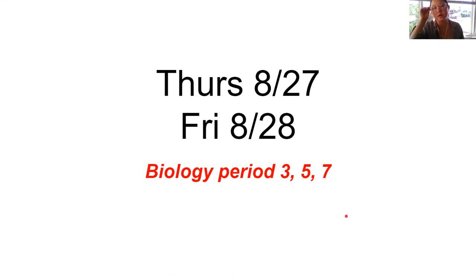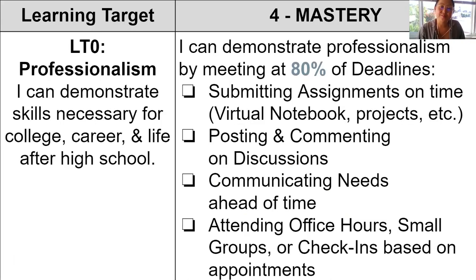We went over our first LT1, which was claim and evidence, and I'll demonstrate this now. But before we get started, I want to remind us of LT0, which is professionalism. So it's being able to meet deadlines on time, letting me know ahead of time if you can't come to class. So if you're watching this video because you didn't come to class, hopefully you have told me that.